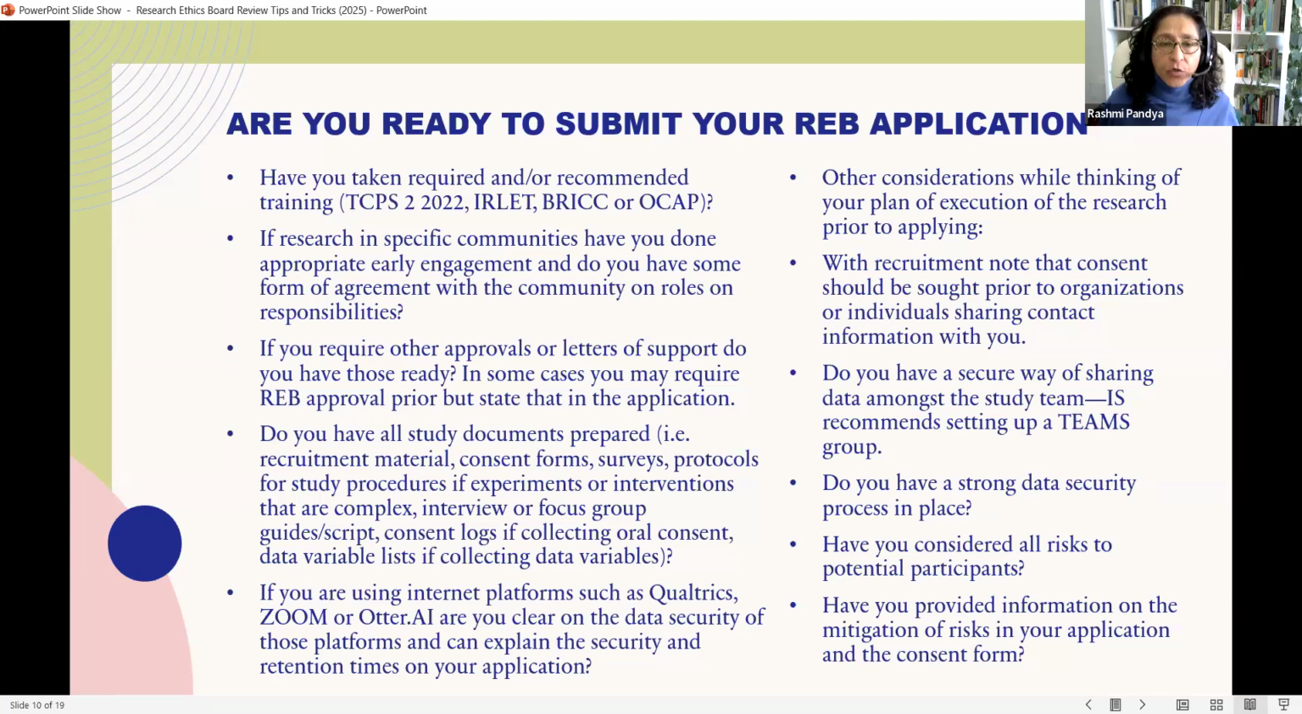Do you have all your study documents prepared? Do you have all the recruitment material? That's everything like posters, email scripts if you're recruiting via email, or if you're doing social media, do you have the script ready? Do you have your consent forms for each of the participant pools you're recruiting ready? Do you have the survey ready?